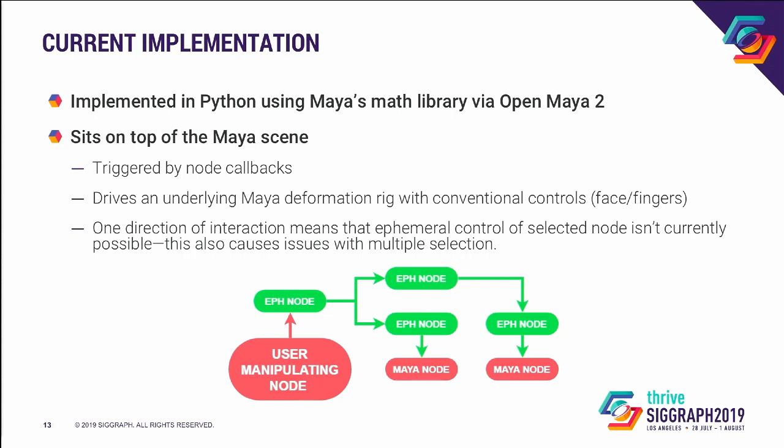So I'm interacting with a control. It's going to push its matrix into the ephemeral graph. The ephemeral graph gets evaluated and then pushes its data back into the Maya scene, but it can't yet go back up the graph and push its data over to the same control that I'm manipulating, which does cause some issues with multiple selections. So one of the first things I'm going to be doing as I revise the system is investigate other methods of puppeting the Maya scene.